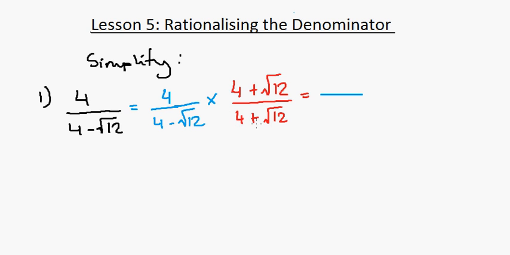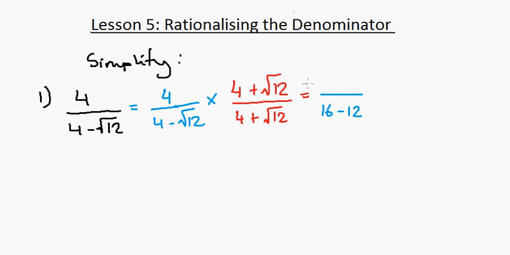So we do 4 times 4, which is 16. We'll do 4 times 4 root 12, and then 4 times minus 4 root 12, and they cancel out. And so we just have minus root 12 times root 12, which is minus 12. So that's the bottom done.